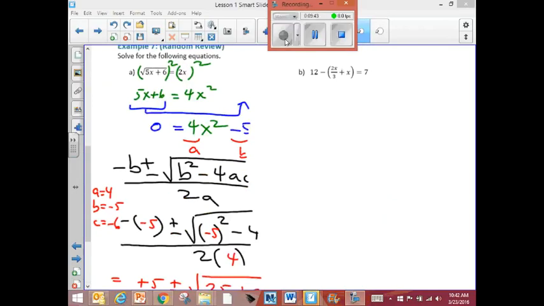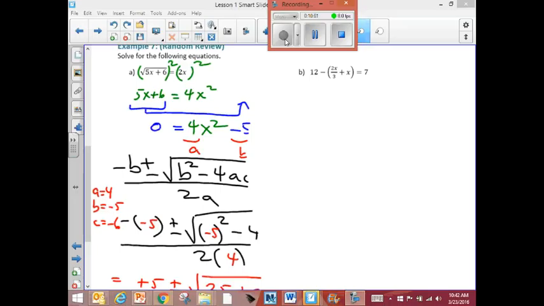Pause. I'm going to erase B. For B, we got to get to the x's. How do we get to the x? We got to get them out of that house. How do we get them out of that house? We're going to multiply by a 3. Why is it multiplying by a 3? He doesn't want a fraction anymore like that.